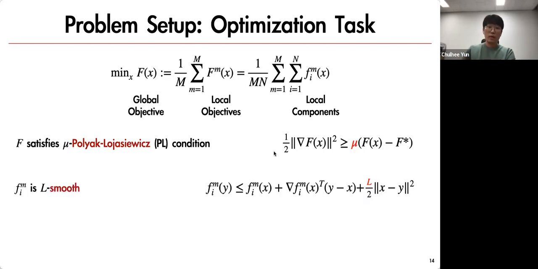Okay, and we also assume that each of the local components f_mi is L-smooth. Okay? So it's a very popular assumption in optimization. And we also define the condition number to be kappa, which is the ratio of L to mu.